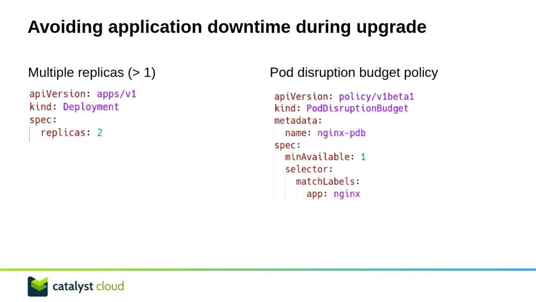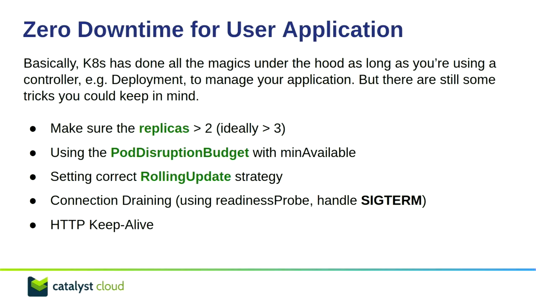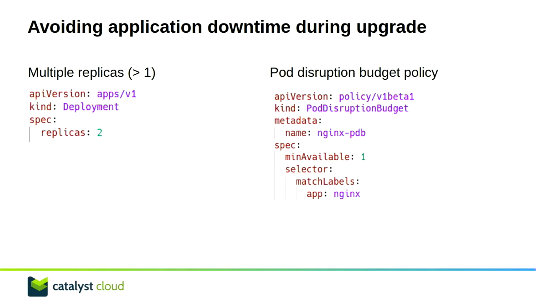I just want to share some YAML pieces about what I just mentioned on this page. The first one is, when you're using the deployment controller, make sure the replicas are more than 2 or 3 or more. Another one is the pod disruption budget. You need to make sure the min available is 1 or 2, depending on your requirements.